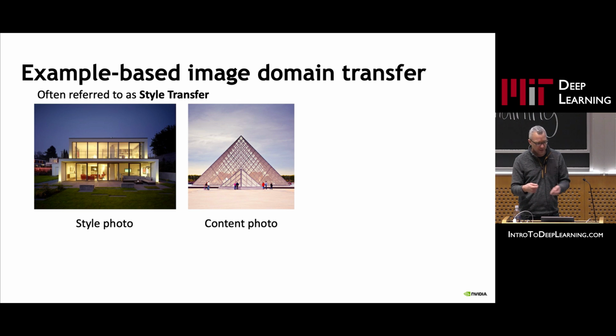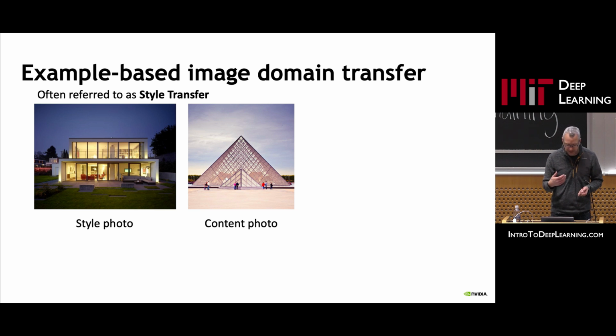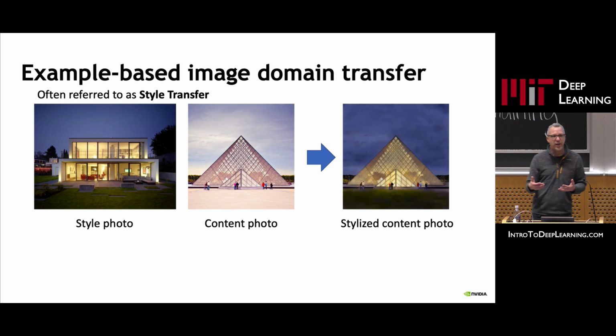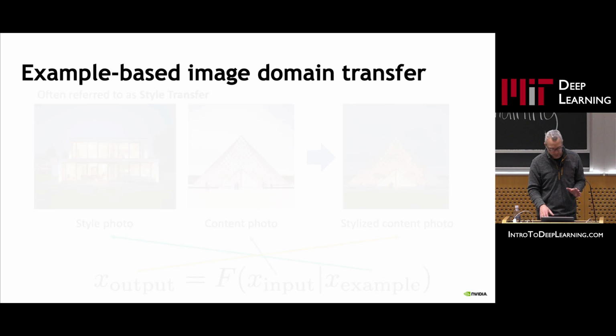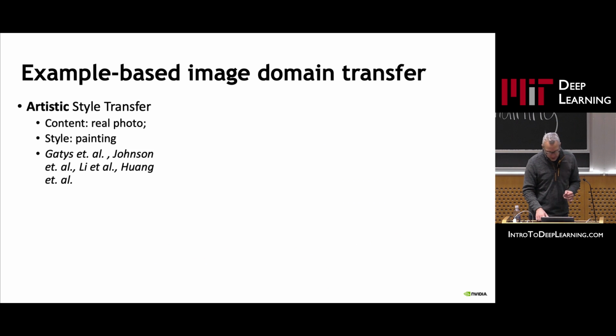So I can give you a style and a content photo, and now you want to apply the style to the content and make it look like this, right? It's still the same pyramid or glass pyramid, and now it has the style of the architecture photograph on the left. So in a way, it's quite simple, right? We generate an output given the input and given the example, which is the style photo, and that's it. Now the question is, how do we do it?